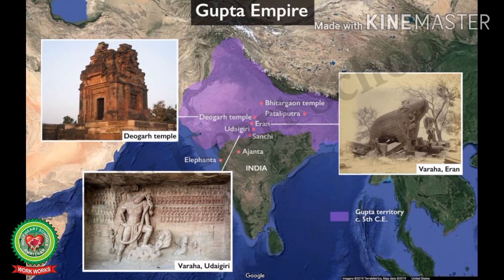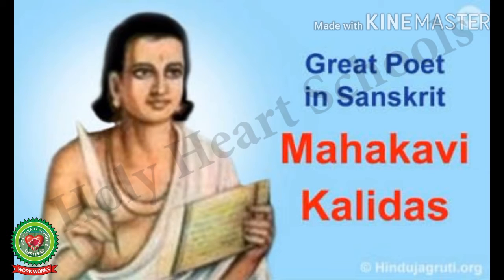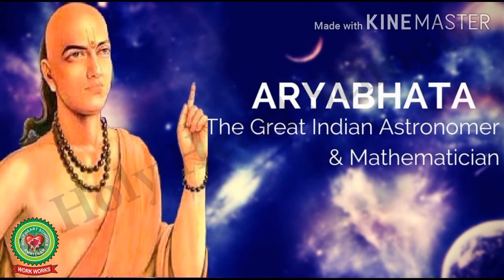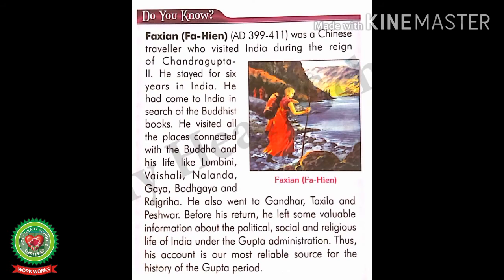So children, Chandragupta II was a great patron of art and literature. His court was adorned with nine gems or Navratna, which included the great poet Kalidasa and the astronomer Aryabhata. The Chinese traveller Fa-Hien, who visited India during Chandragupta II's rule, gave us valuable information related to the Gupta Empire. Now, children, see the Do You Know box.